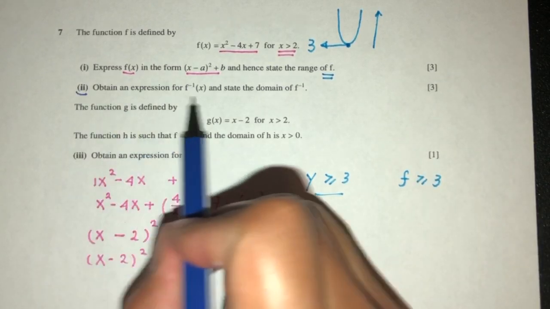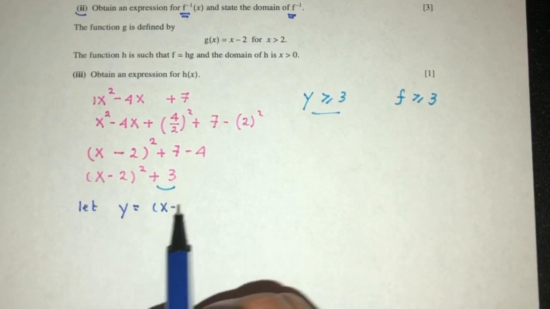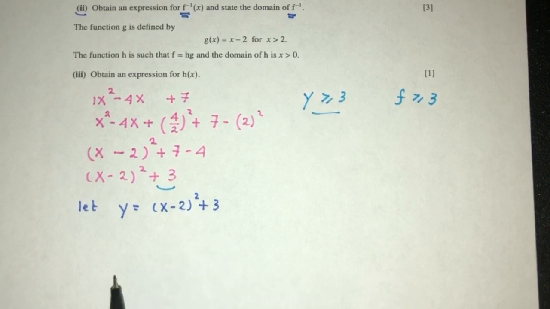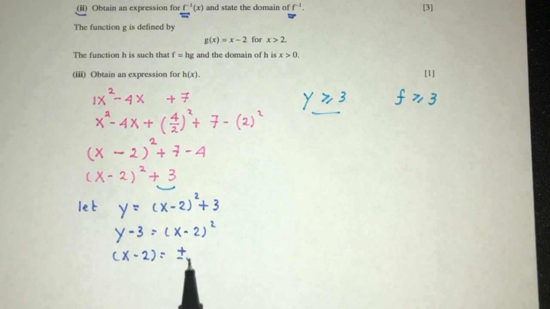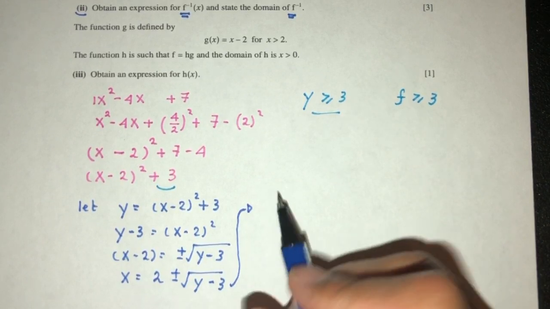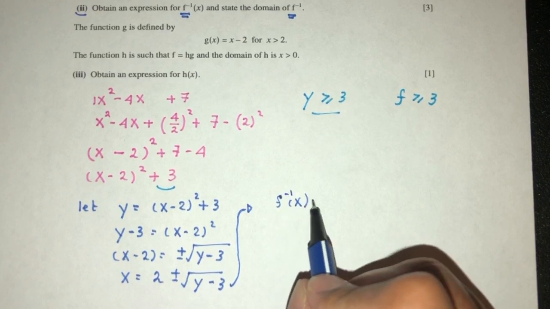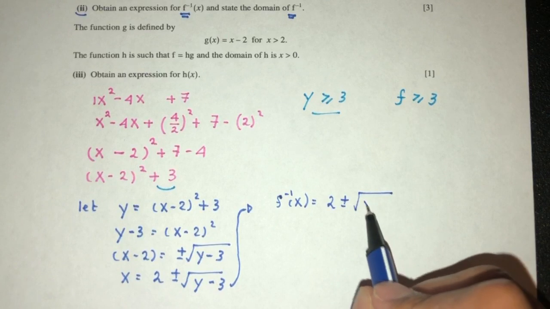Now for part 2, obtain an expression for f inverse and state the domain of f inverse. So pretty easy. For f inverse, we have to use this. First, let y equal f of x, which is x minus 2 squared plus 3. Now y minus 3 should be x minus 2 squared. So x minus 2 should be plus or minus the root of y minus 3. x will be 2 plus or minus the root of y minus 3. Because we have to write f inverse in terms of x, that will become 2 plus or minus the root of x minus 3.